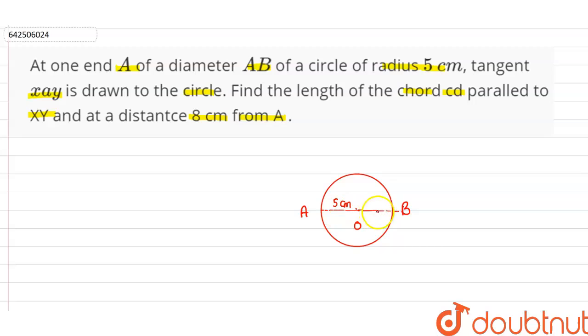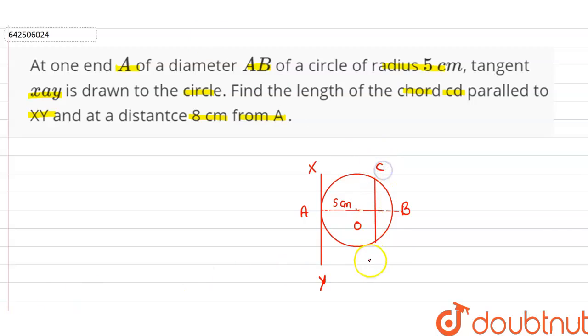this AB is the diameter and 5 cm is the radius of this particular circle, and we are also given that the tangent XAY is drawn to the circle. Tangent XAY, so definitely the tangent will pass through point A. So when we draw the tangent, the tangent will be this. Let's suppose this is the tangent XAY, and we also have to find the length of the chord CD which is parallel to XY at a distance of 8 cm. So we will draw a chord. Let's suppose this is the chord.